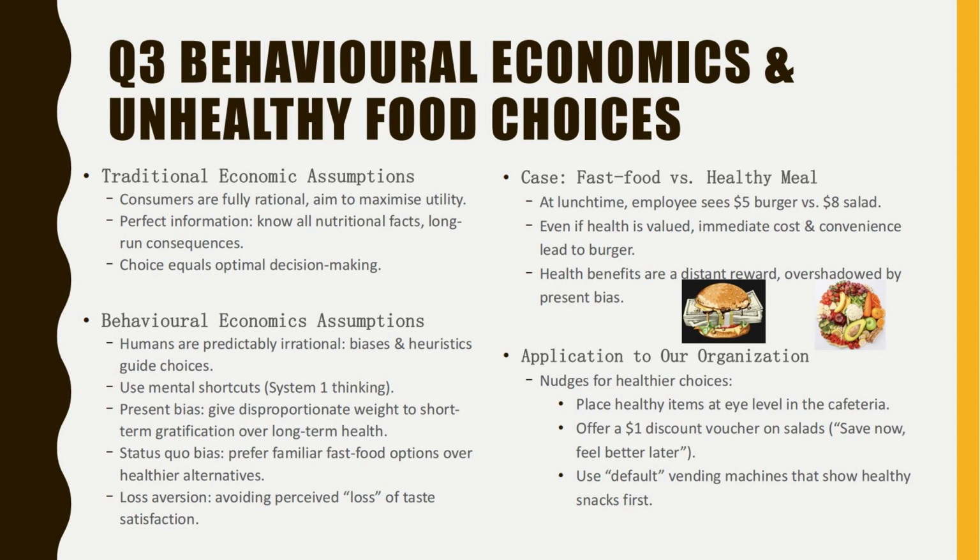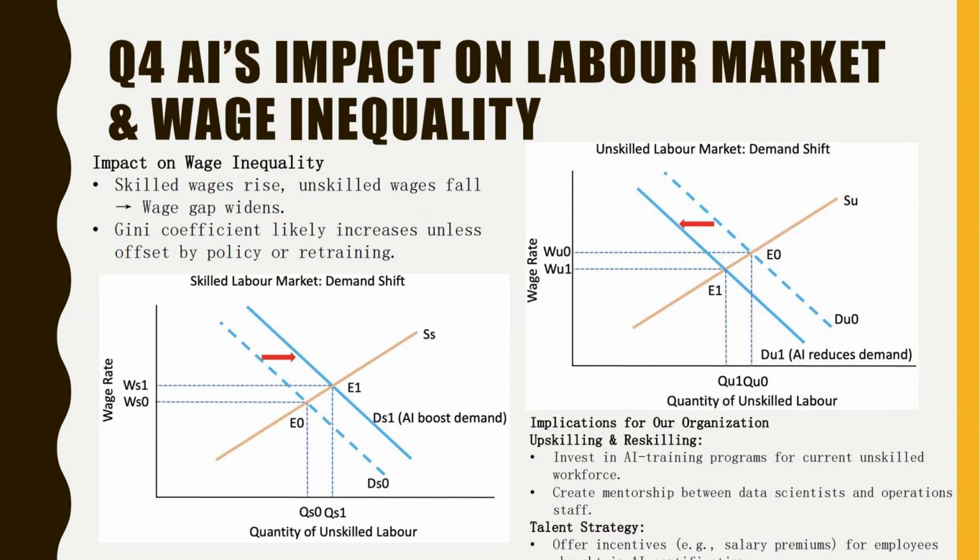We should also manage. Slide 6. Behavioral economics shows people don't always make rational choices. We often use mental shortcuts called biases. Take food choices. For example, present bias makes employees pick a $5 burger over an $8 salad. The burger is cheaper and tastes good right now.